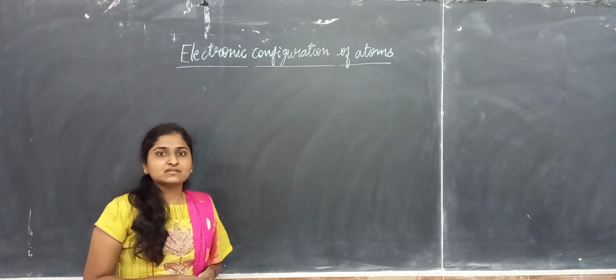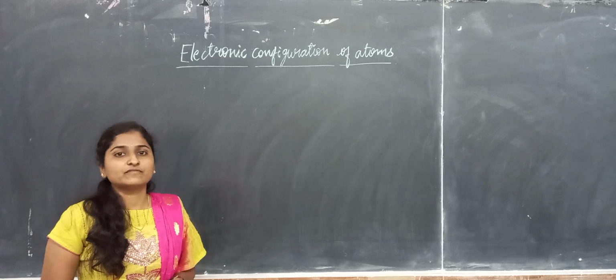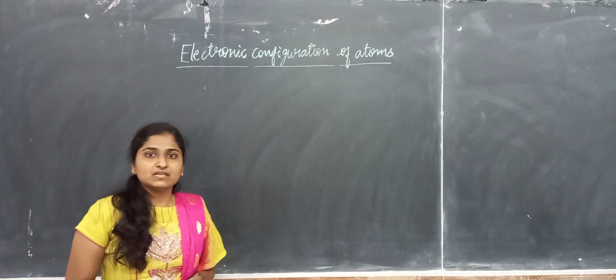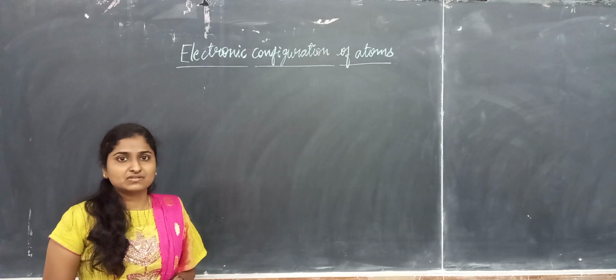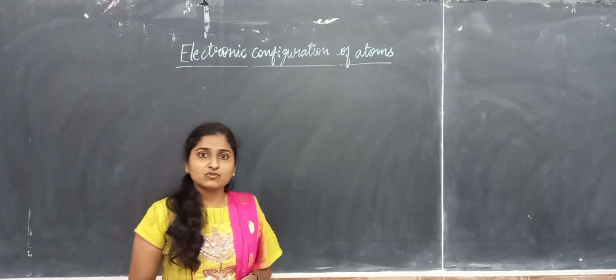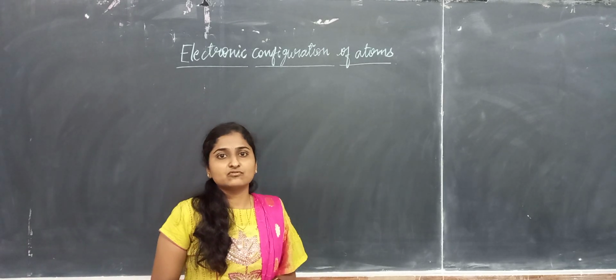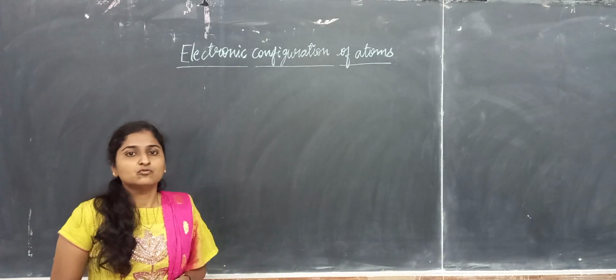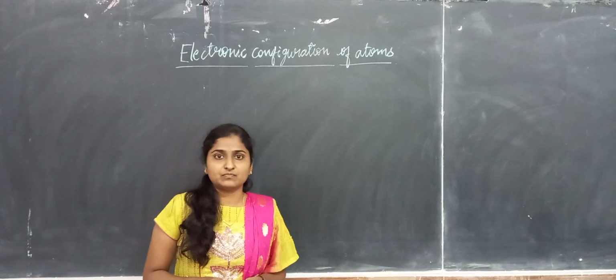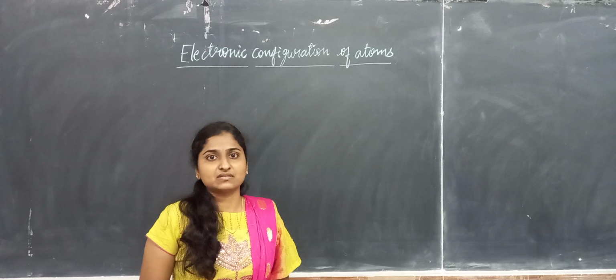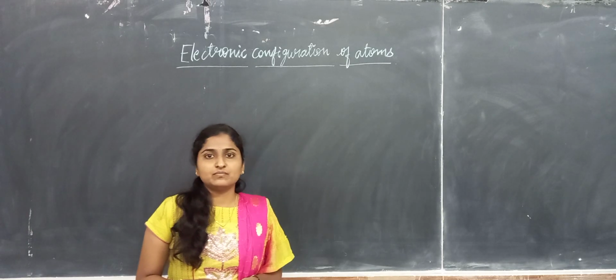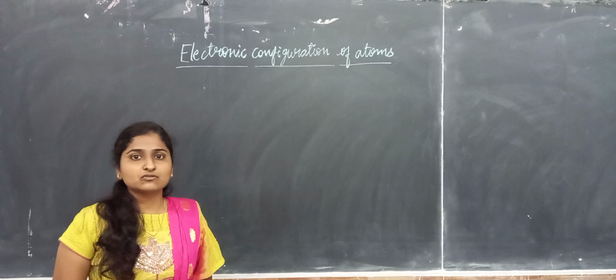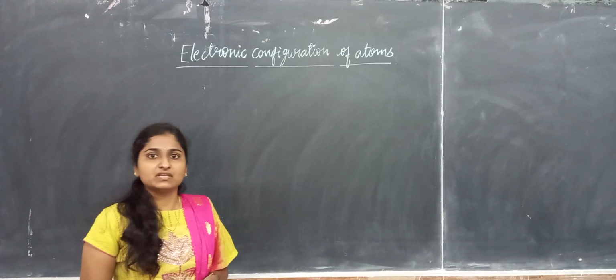Here we can write the electronic configuration of the atoms very easily using three basic rules. In the previous session we discussed three basic rules which are used for filling the atomic orbitals, that is the Aufbau principle, Hund's rule and Pauli's exclusion principle. So using these three basic rules we can write the electronic configuration of atoms very easily.